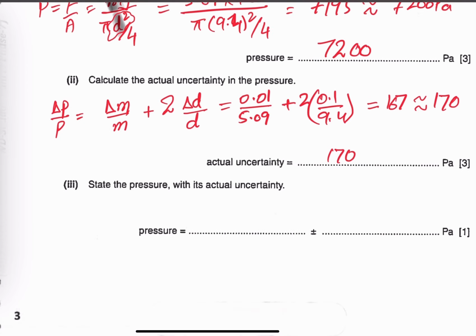State the pressure with its actual uncertainty. You just have to write down the calculated value. 7200 was the actual value, and 170 was the uncertainty, in pascals.